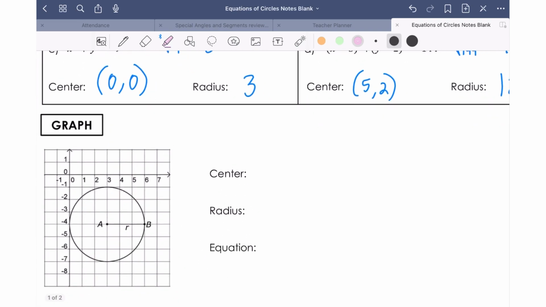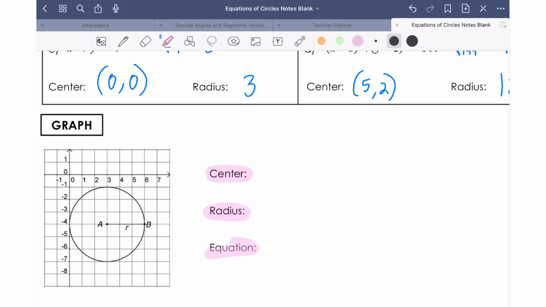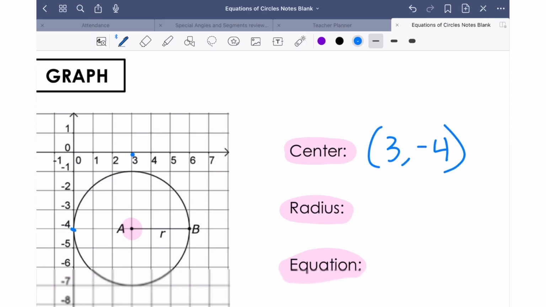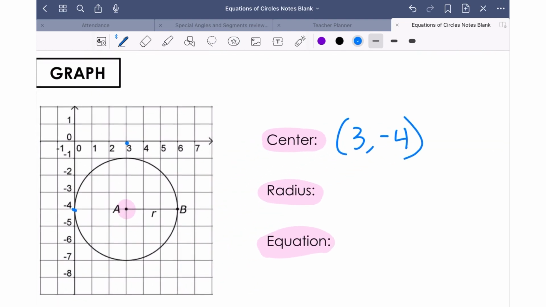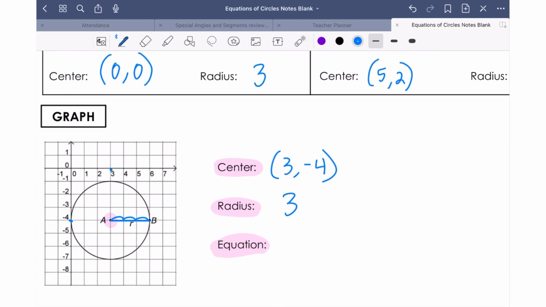So the next part is the graph. So for here, you're identifying the center based on the graph. You're going to identify the radius, and then you're going to write the equation. Okay? So center right here. What coordinate is that at? 3, -4. All right, the radius is from here to here. So that's 1, 2, 3. Okay, and then write the equation using those properties of this circle.